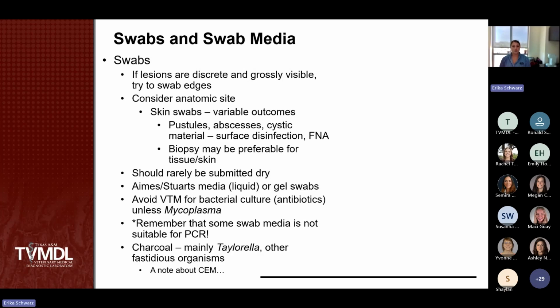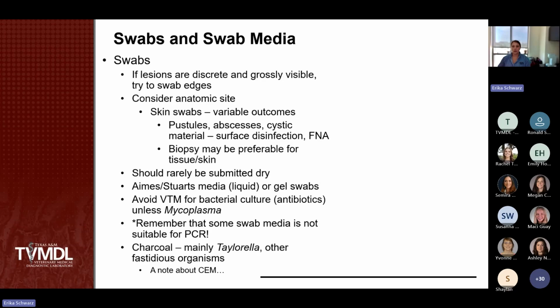And then charcoal, this is another type of swab in charcoal media that we usually receive mainly for Taylorella or CEM cultures. This media is used for fastidious organisms, again, not suitable for PCR. So generally, if you're just submitting for overall, you're not sure what's in the sample or what you're looking for, we don't necessarily recommend this as a first line type of media to submit. It's usually for more fastidious organisms.